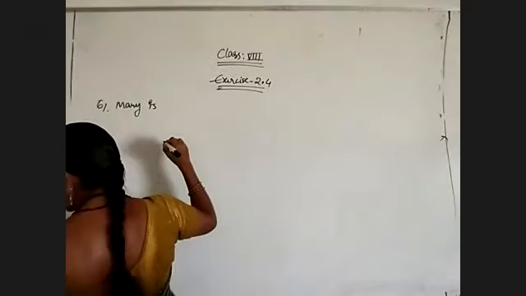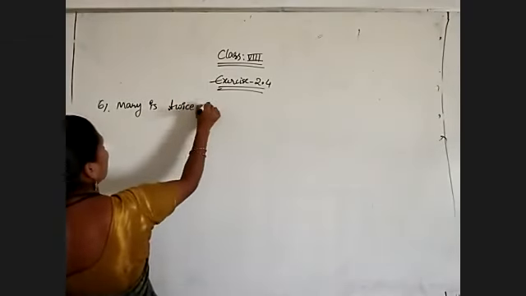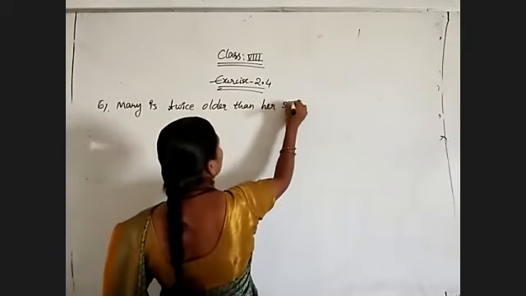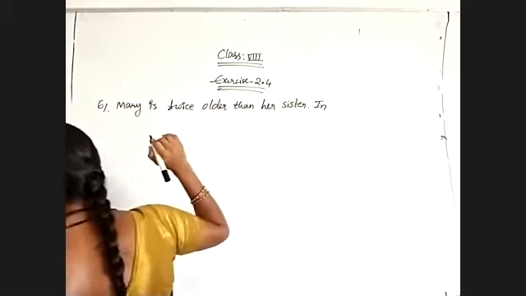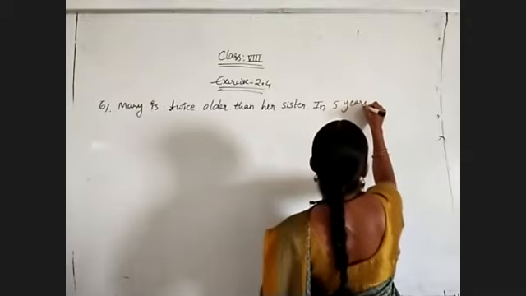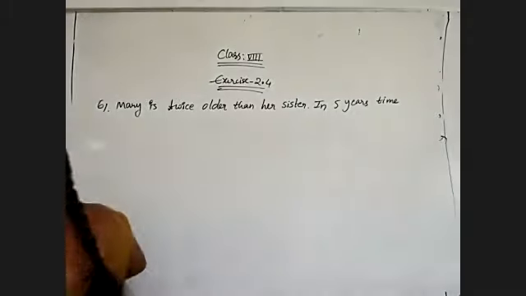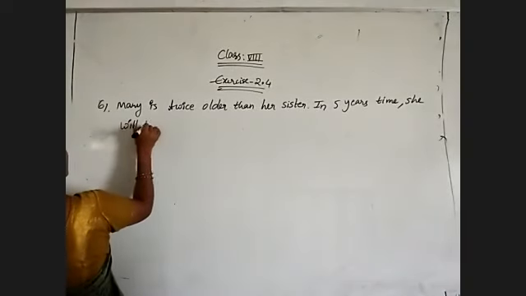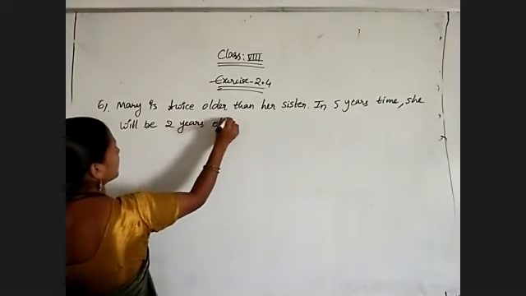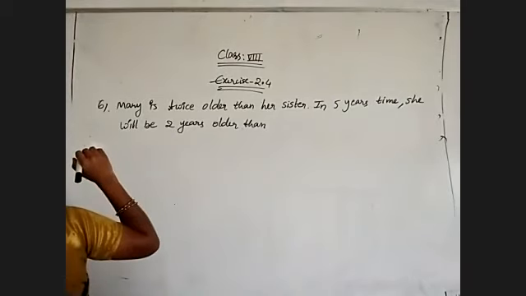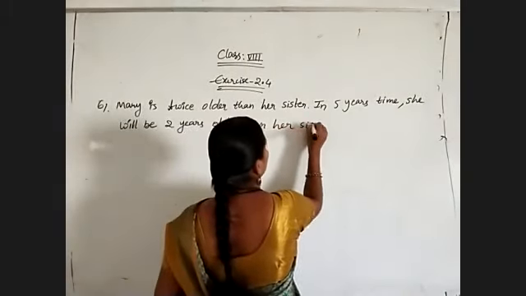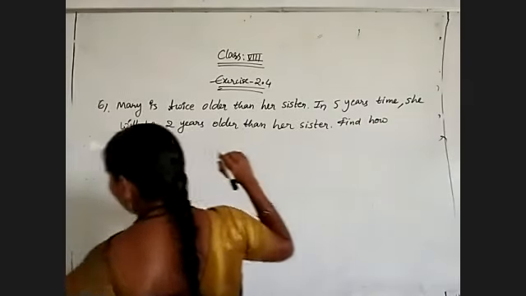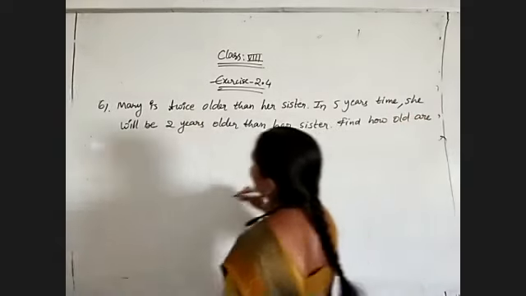Mary is twice older than her sister. In 5 years time, she will be 2 years older than her sister. Find how old are they both now.